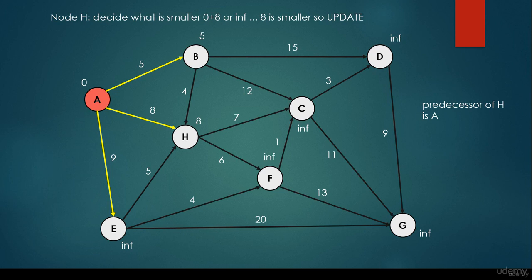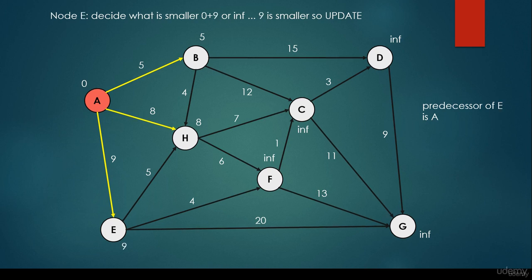What about the node H? We have to decide what's smaller, 0 plus 8 or infinity. Because 8 is smaller, we have to update it. So that's why the infinity has been updated to 8. What does it mean? That it takes 8 units to get from the starting vertex to H. We haven't considered all the possibilities, but so far this is the best solution. What about the E? We have to decide 0 plus 9 or infinity. Of course 9 is smaller, so we update it.